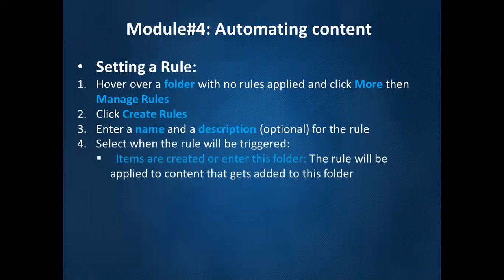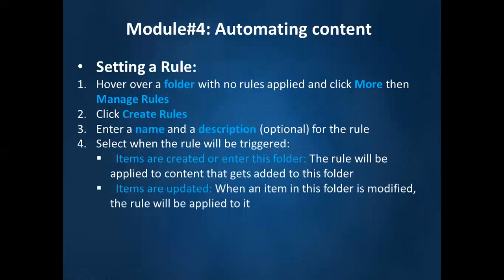Items are created or enter this folder. It depends which item you want to select, which criteria you want to select. For example, if you select items are created or enter this folder, the rule will be applied to content that gets added to this folder. Or if you choose items are updated, when an item in this folder is modified, the rule will be applied to it.